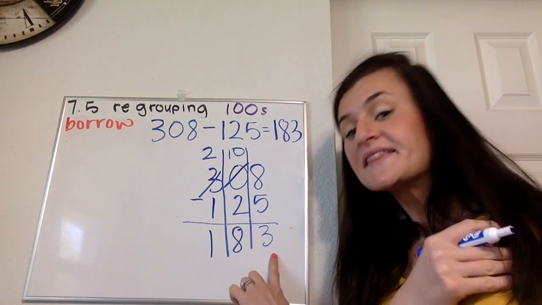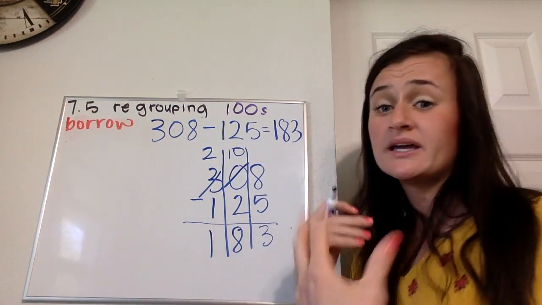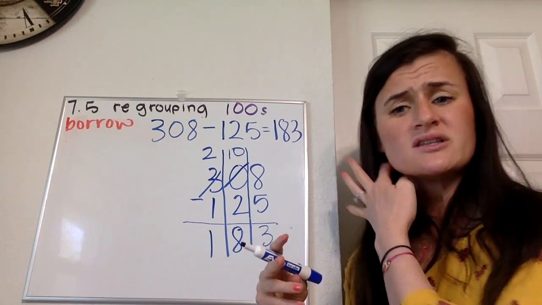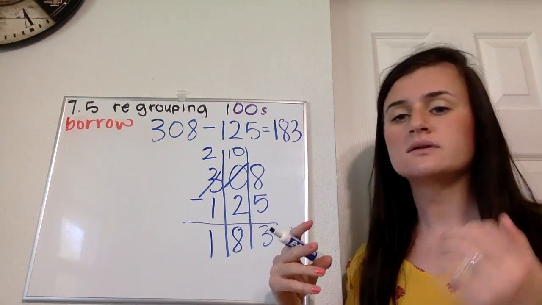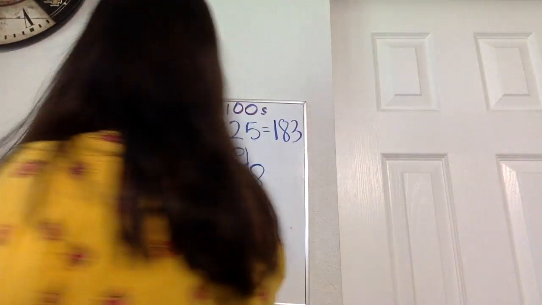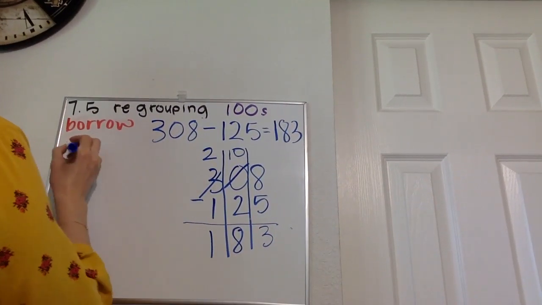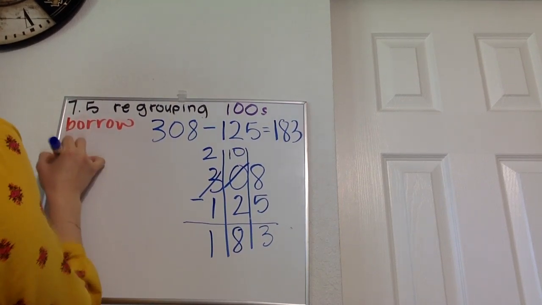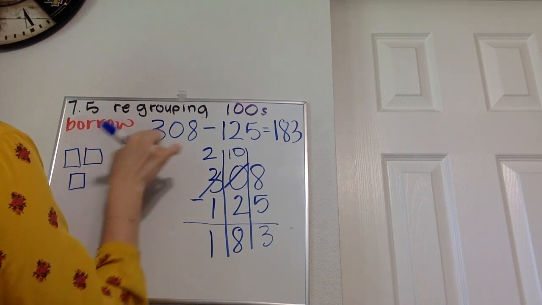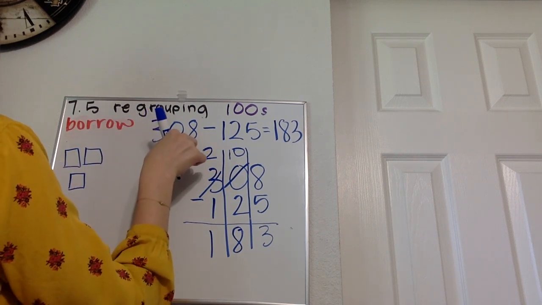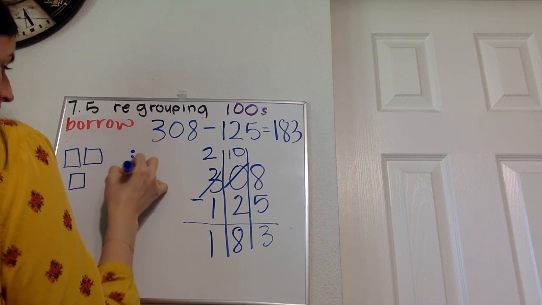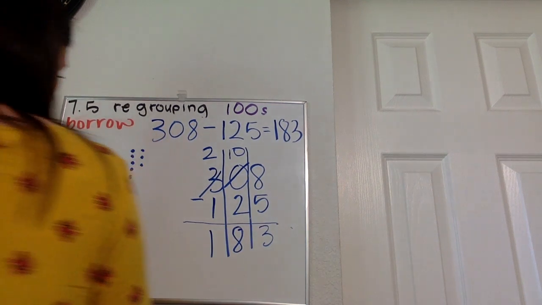We are going to check that answer with a picture. You can follow along with me if you like drawing these pictures. If it's a strategy that you do not want to use, you can just sit back and watch to make sure your answer is correct. So, I have 308. I'm going to draw my 300s. I don't have any tens to worry about. And my 8 ones. 1, 2, 3, 4, 5, 6, 7, 8.